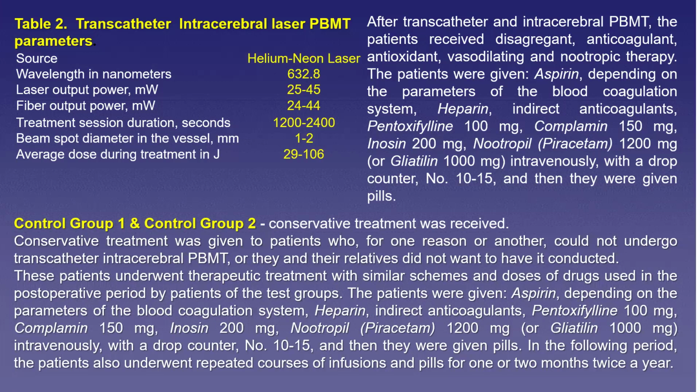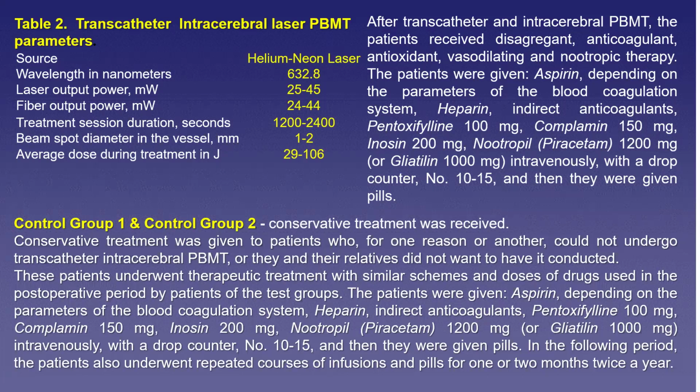After transcatheter and intracerebral PBMT, the patients received disaggregant, anticoagulant, antioxidant, vasodilating, and nootropic therapy. The patients were given aspirin. You can read the directions yourself. Heparin, pentoxifylline, complamine, nootropil, inosine, intravenously with a drop counter, and then they were given pills.